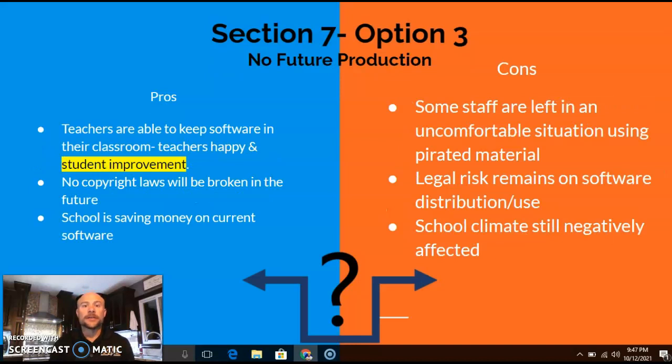Option 3, no future production but allow the materials that have already been copied to remain in class. Pros, teachers are able to keep the software in their classroom, keep teachers happy, and have student improvement. Copyright laws will still be broken, but no more in the future. School is saving money on the current software. Cons, some staff are left in an uncomfortable situation using pirated material. The legal risk still remains because we are breaking copyright laws by using copied material. And the school climate still can be negatively affected as some teachers would not be comfortable in this situation.